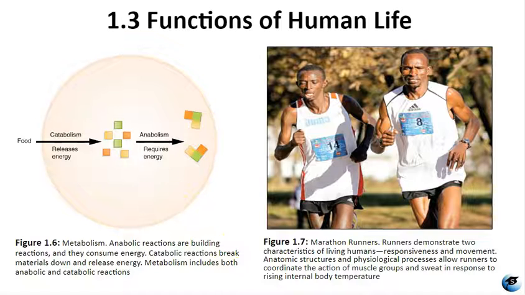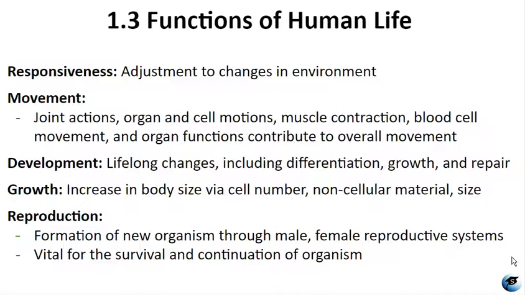Figure 1.7 gives an example of marathon runners that are demonstrating two more characteristics of living humans, those being responsiveness and movement. So the anatomic and physiological structures and processes in the human body are allowing these runners to coordinate the action of different muscle groups and the production of sweat in order to respond to their rising internal body temperatures. So responsiveness in general is just an adjustment to internal and external environmental changes.